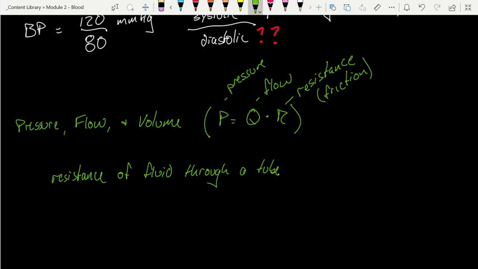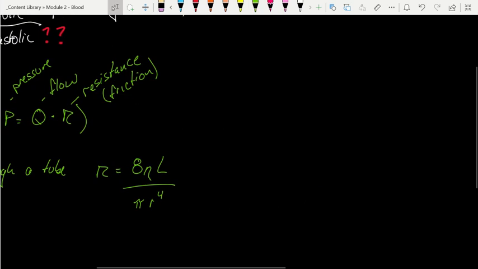Now, mathematically, we can actually calculate the resistance of fluid through a tube. This is given by the equation R, again, where R equals resistance equals 8 eta L over pi R raised to the 4th power. Now, let's just quickly define our variables. We already defined eta.